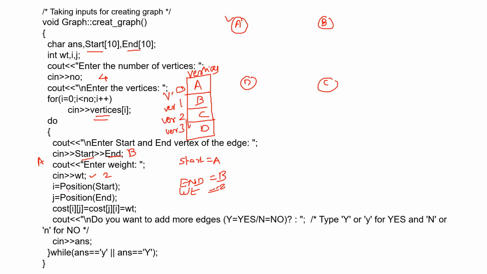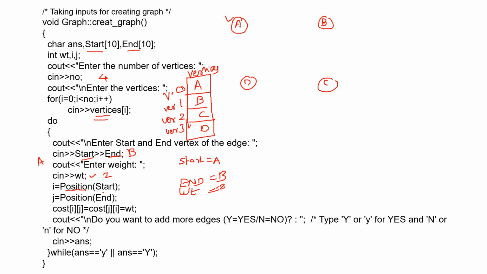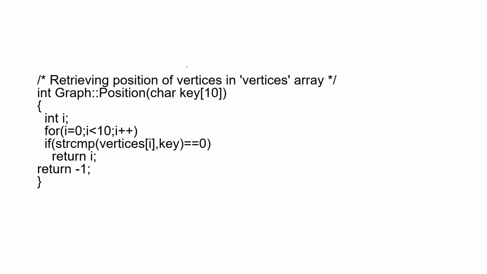Now I am calling the method position with start. So I am going to call that position method, so let's switch to the position method. Here you can see in the position method we have passed the start vertex, which is A, to the position method. So here start is A, and the character key value will take it as A.